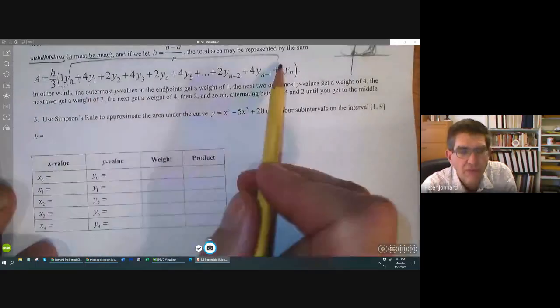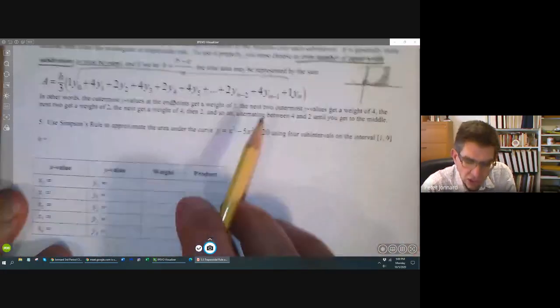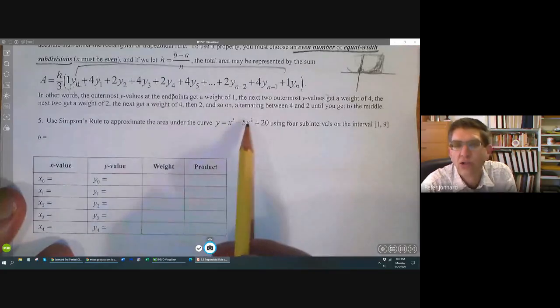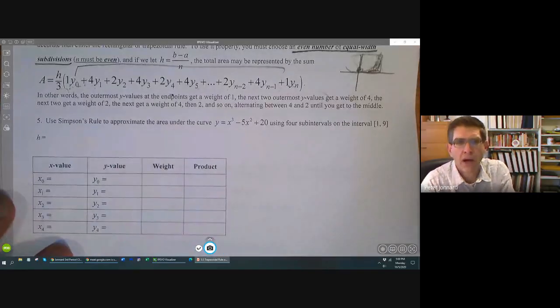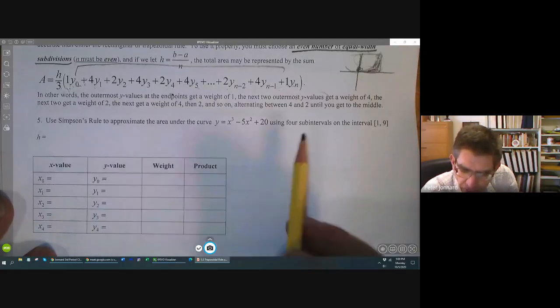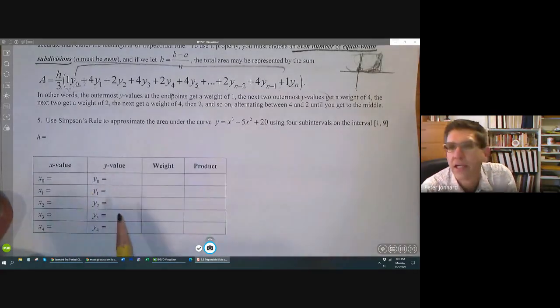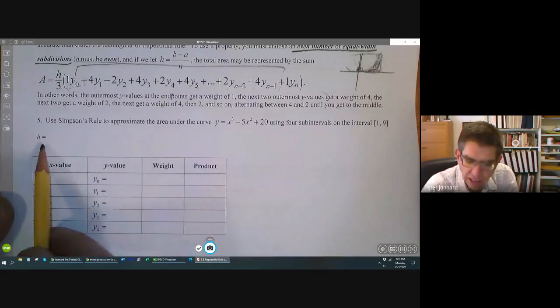Now, I didn't derive it for you. It's rather complicated to work it out. So let's do this. You'll be asked to do this sort of thing on the homework. The homework's out of the book. It says, use Simpson's rule to approximate the area under this curve using 4 subintervals on the interval from 1 to 9. Okay, and so we need to first calculate what h is.